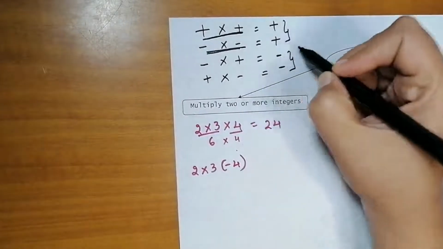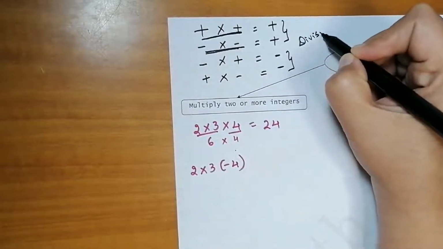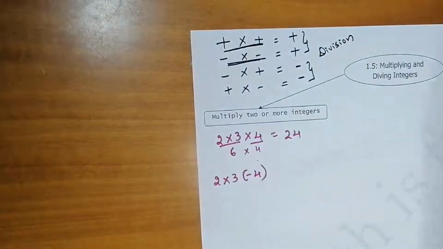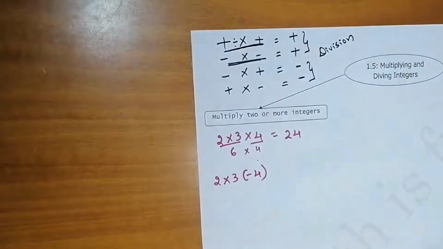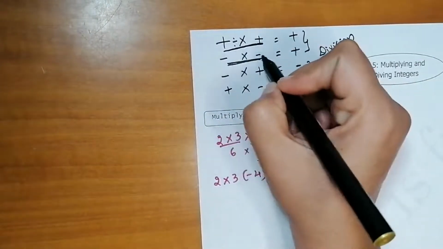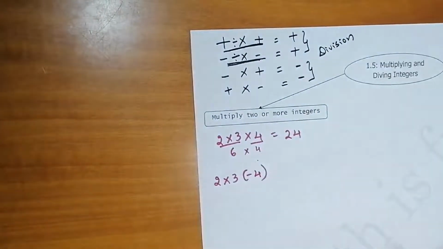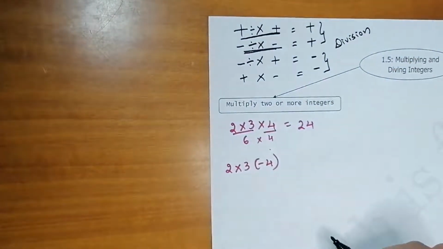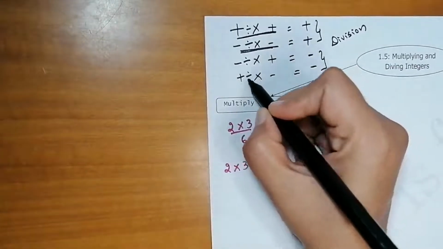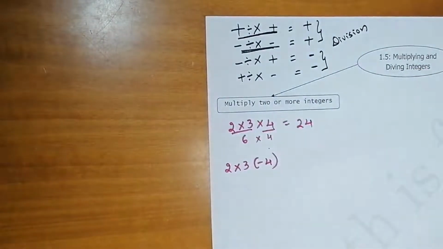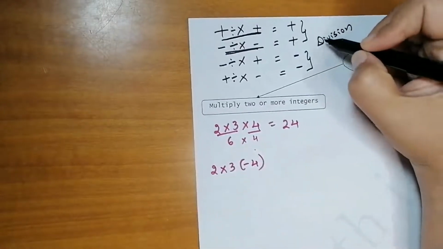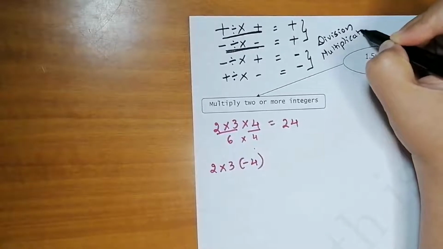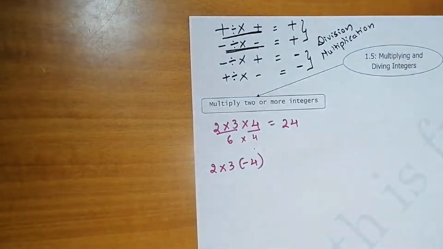The same rule applies for division also. So when you have plus divided by plus, you get plus. When you have minus divided by minus, you get plus. Minus divided by plus, you have minus, and plus divided by minus, you get minus. So it's the same rule whether it's division or multiplication. You need to remember this rule while you do this chapter.